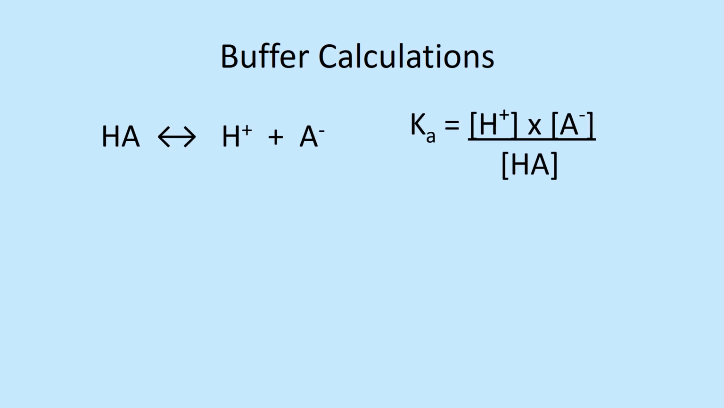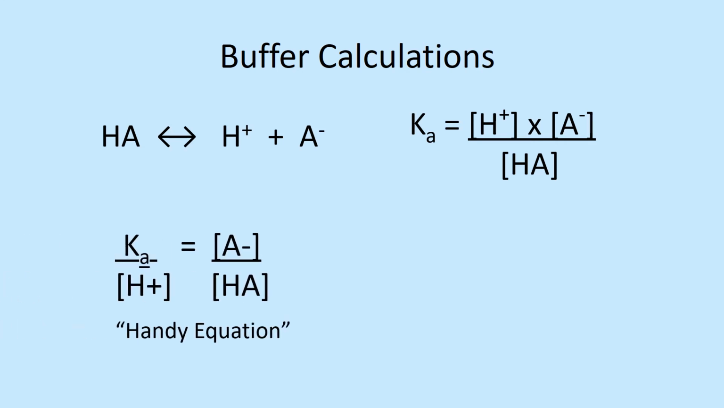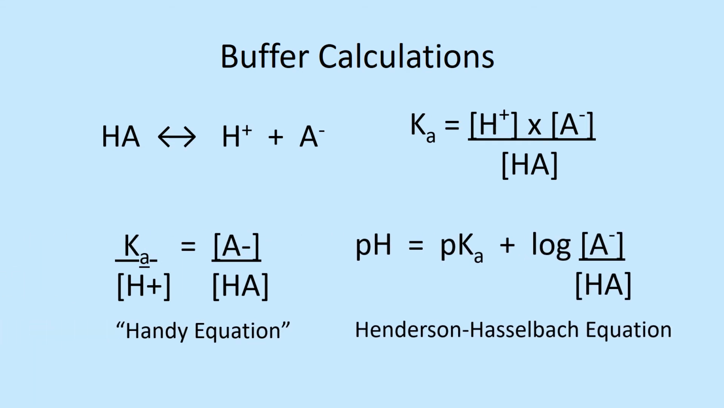Then I'm going to form an equation I call the handy equation, just to give it a name, where I divide both sides by H+. So notice that now we're looking at the A- to HA ratio, which is the same as the Ka to H+ ratio. Now if you take that equation, take the log of both sides, do a little subtraction, you end up with the Henderson-Hasselbalch equation. And don't take my word for it, do the algebra and derive the Henderson-Hasselbalch equation yourself. So we're going to use the Henderson-Hasselbalch equation and the handy equation.